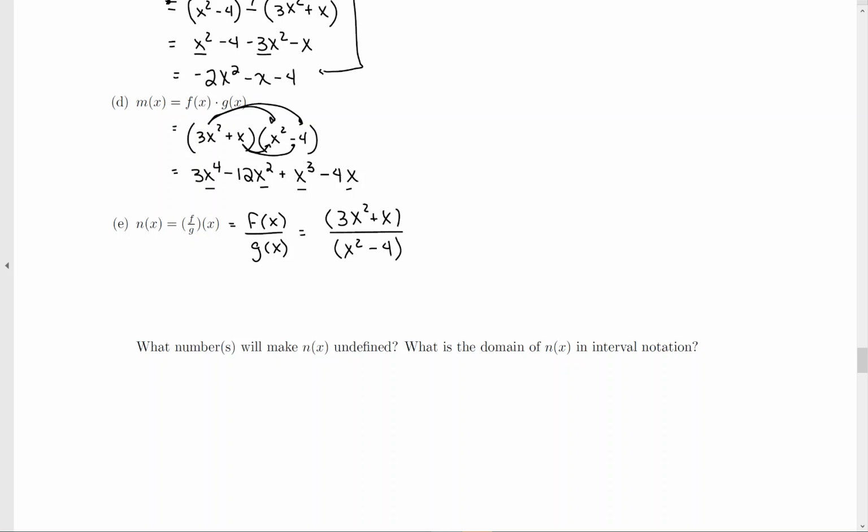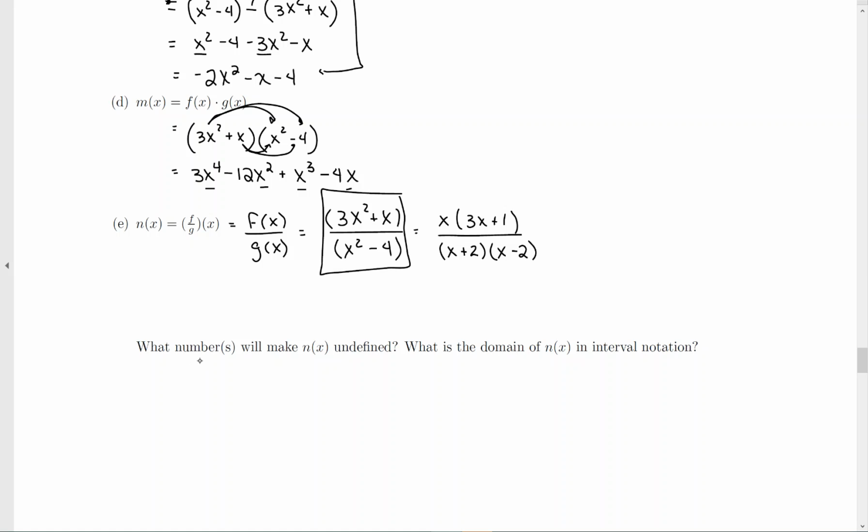Now you can't cancel anything unless you factor first. So if I factor the numerator, I can take out an x, and I'm left with 3x plus 1. If I factor the denominator, that's the difference of two squares, x plus 2, x minus 2. I can only cancel factors. So at this point, none of my factors are the same. So I could have stopped here for that answer letter E. But I wouldn't have known that until I tried factoring to see if I could cancel.